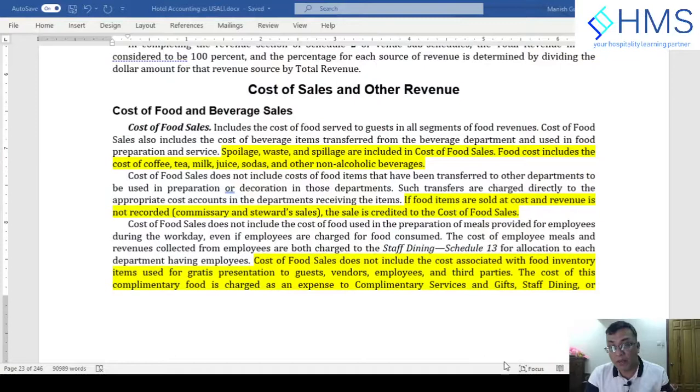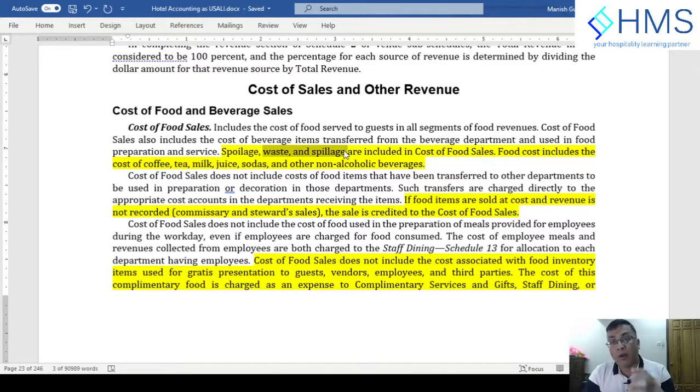Then the cost of food: sometimes when you buy food items and keep them in the store, there are spoilages, there are spillages, there are damages to the food. We don't take out the cost of those food and beverage items which have been spoiled from the cost calculations, but rather it is still treated as a cost of sales, because it's a necessary part of preparations. The spoilages, the spillages, and the waste are all part of producing the food.